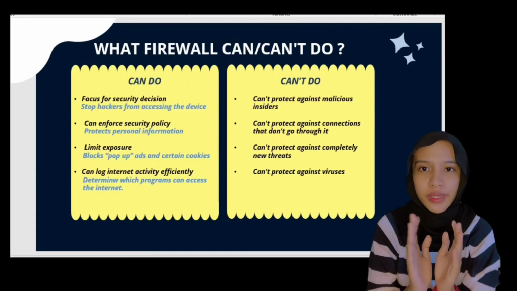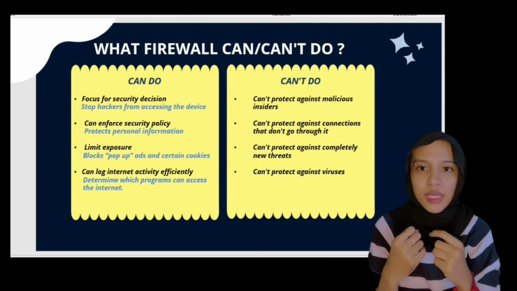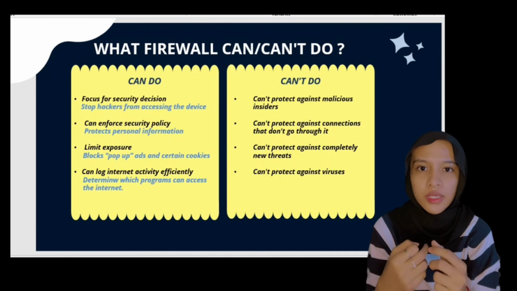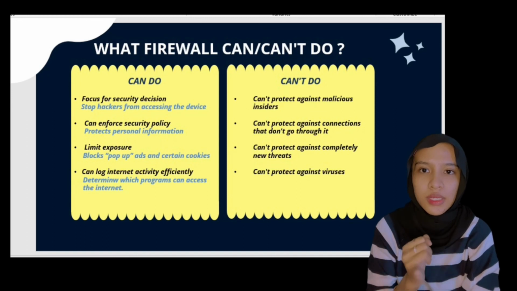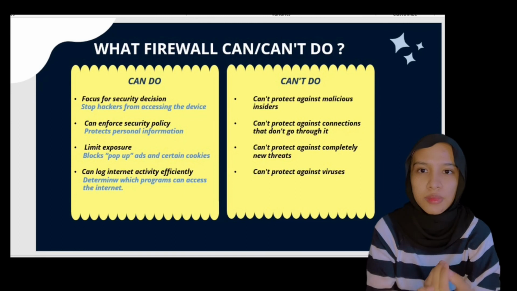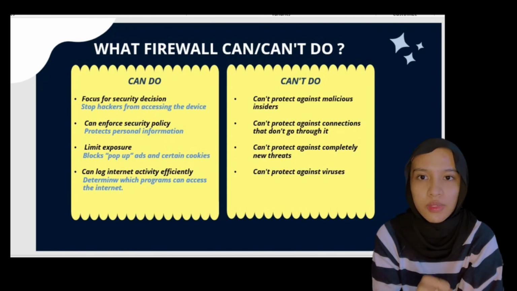So what can a firewall do? The first one is focus for security decisions, which is to stop hackers from accessing the device. The second is can enforce security policy, which protects personal information. The third one is limit exposure, which blocks pop-up advertisements and certain cookies. After that is can log internet activity efficiently, which determines which programs can access the internet.